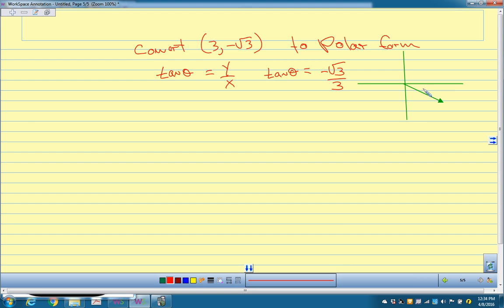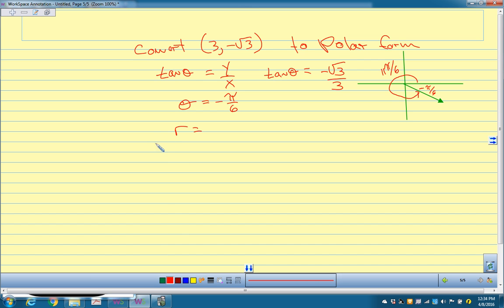So you could call this angle either negative pi over 6, or you could call this angle from here to here 11 pi over 6. Doesn't matter. It will get you to the same spot. So theta is equal to either 11 pi over 6 or negative pi over 6. Let's call it negative pi over 6 for right now. How do I find r?